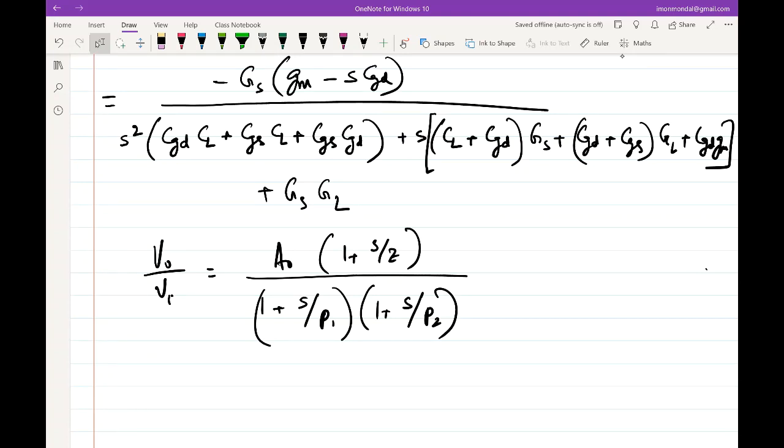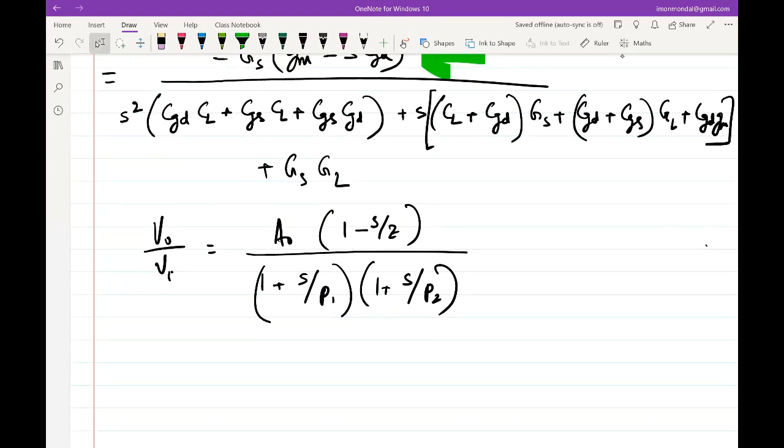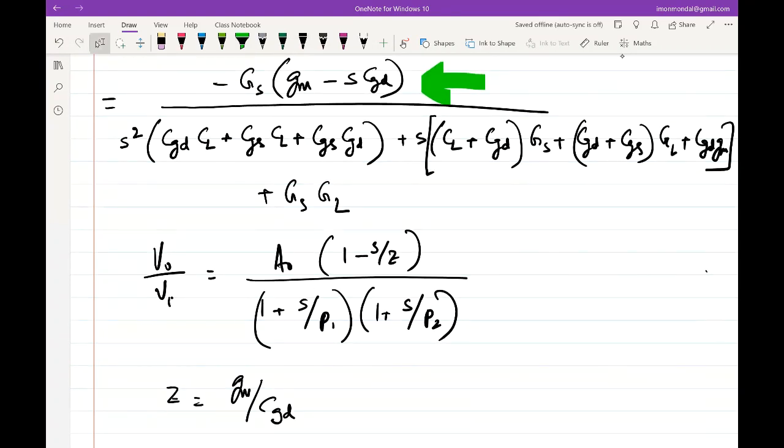In this case, I can clearly see, if I plug in s equal to Gm by CGD, then this goes to 0, right? So actually, I should write it as negative because it's not necessary that all zeros have to be on the left half plane, right? So Z is equal to Gm by CGD.